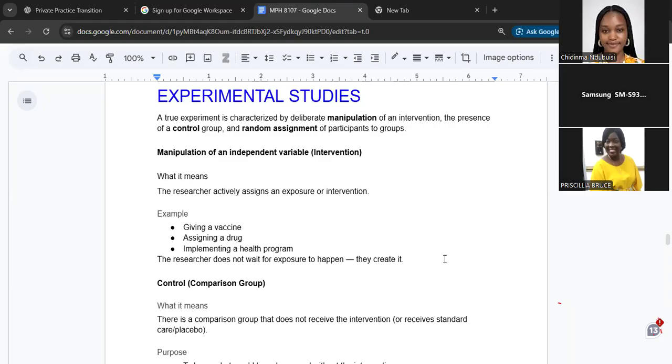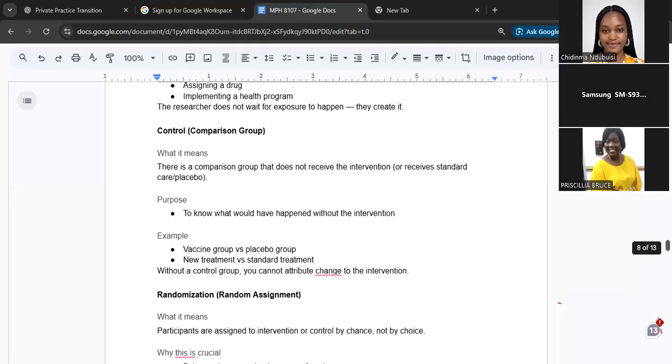Okay, that's the first criteria. The second thing is the presence of a control group. Now, what does this mean? Control group, they are also referred to as comparison group. What it means is that there's no way for us to tell maybe our vaccine worked or not if we just give everybody the vaccine.